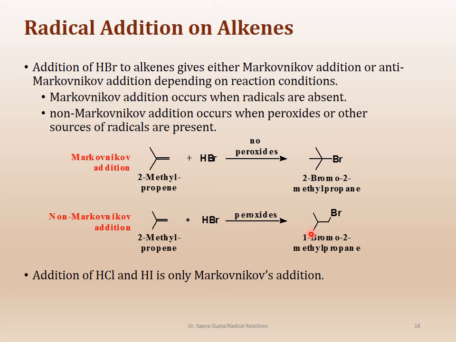Okay, so bromine has gone to the carbon with more hydrogens. So now this is the anti-Markovnikov product. Okay, and this is something that happens when you add peroxides. So we have to look at the mechanism for this reaction in order to understand what's going on.